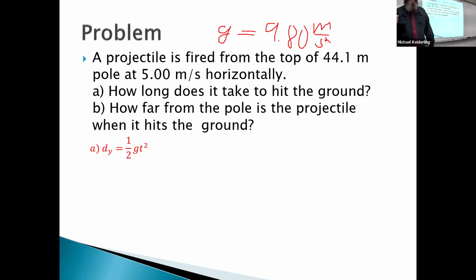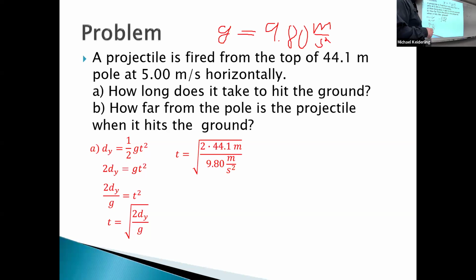So going through this one, for the vertical distance, we use the same formula. Vertical distance is 1/2 g t squared. So twice the vertical distance is g t squared. We divide both sides by g, take the square root of both sides. We get the square root of 2 times the vertical distance over g. I said horizontal accidentally, I meant vertical. This is all vertical. So 2 times 44.1 meters over 9.8 meters per second squared is 9 seconds. The square root of 9 is 3. So the time is 3 seconds.